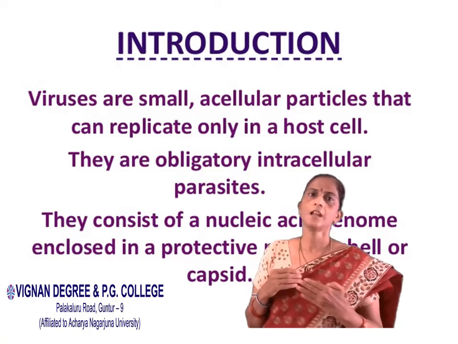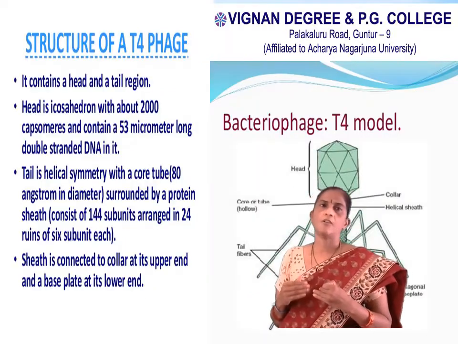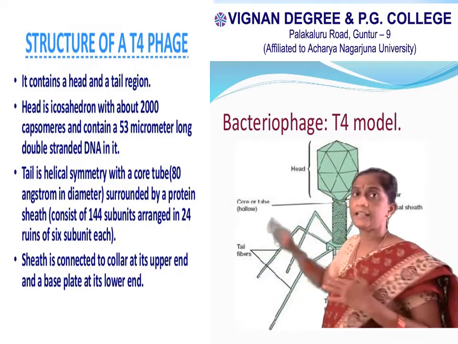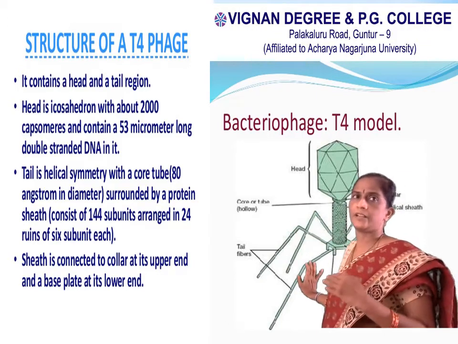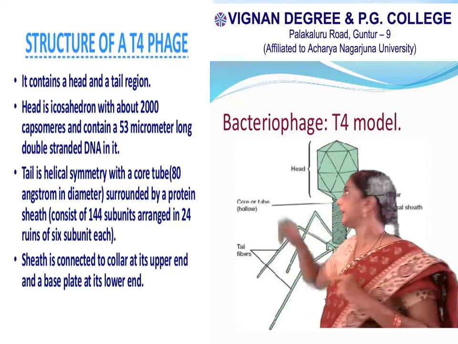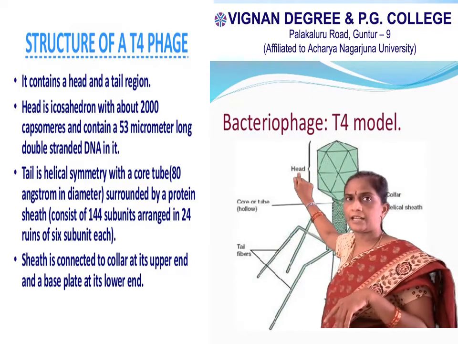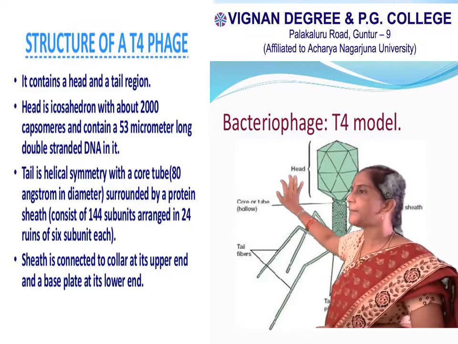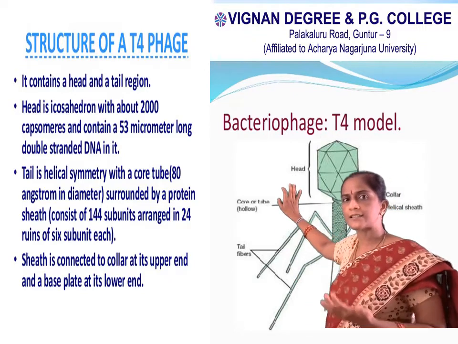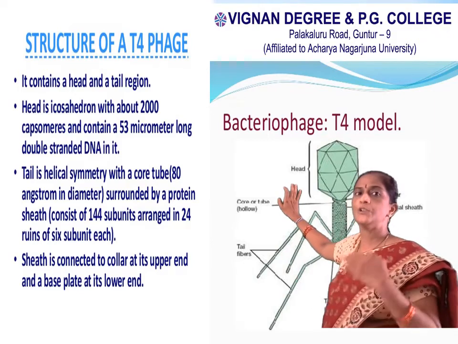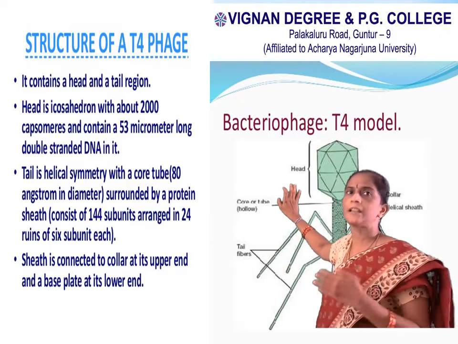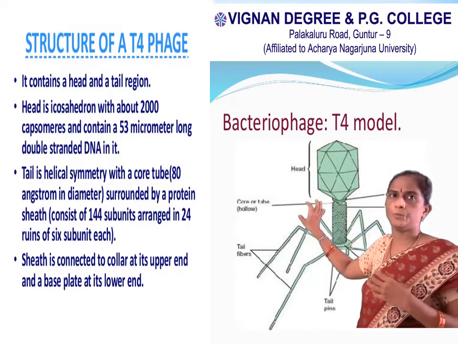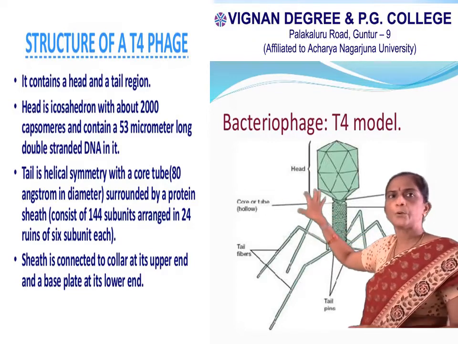Next, coming to the structure of this bacteriophage, it consists of a head and a tail region. The head has icosahedral symmetry and consists of double-stranded DNA, which we already discussed. It consists of a nuclear genome, that is nothing but double-stranded DNA. The tail has helical symmetry with a core tube, surrounded by a protein sheath.